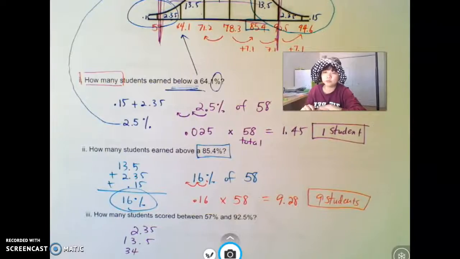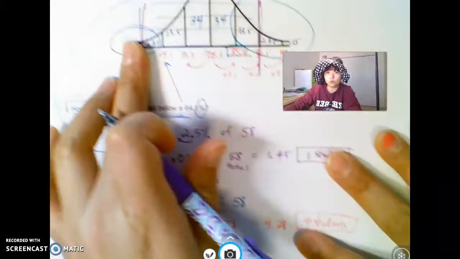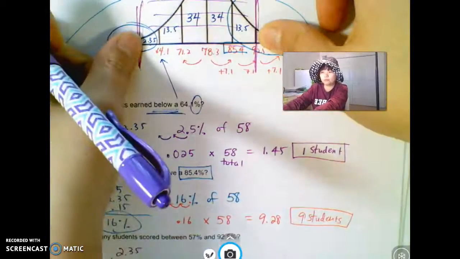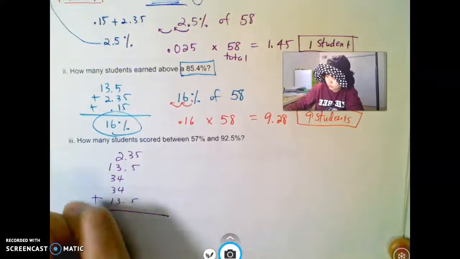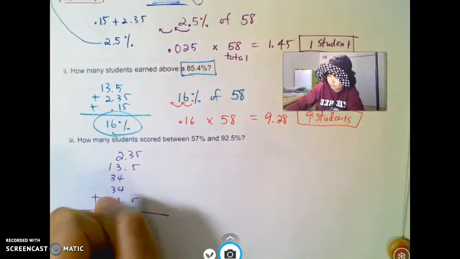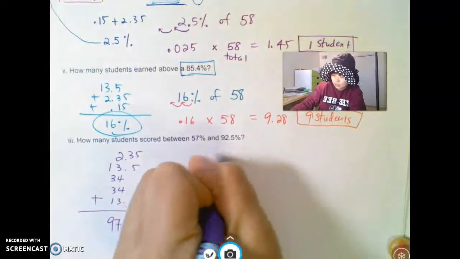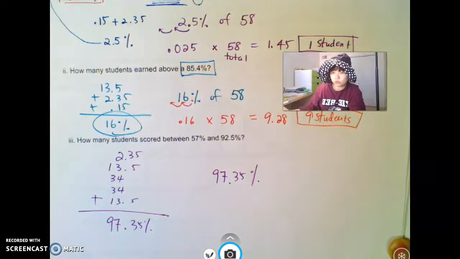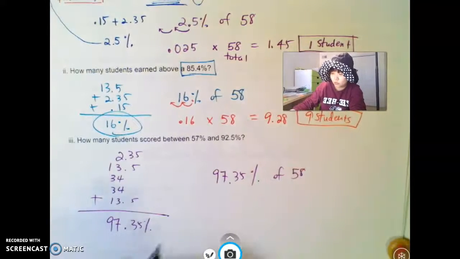Or you could have just subtracted from 100, the total, the ones that are not part of it, like 0.15, 2.35, and 0.15. So you could do it either way. You get 97.35%. So one more time: 97.35% of the people score between those two percentages on the test out of the 58 students.